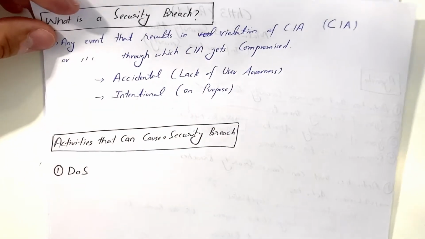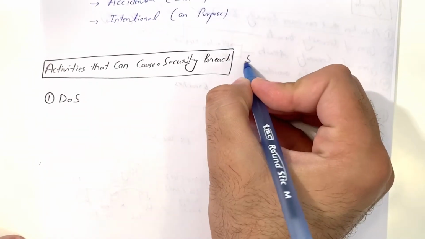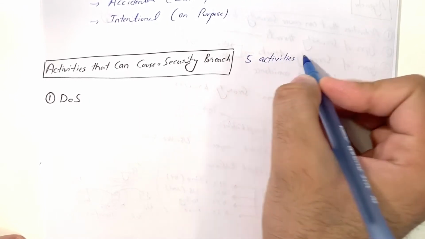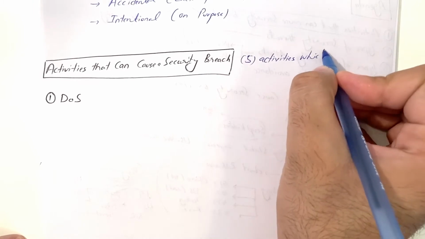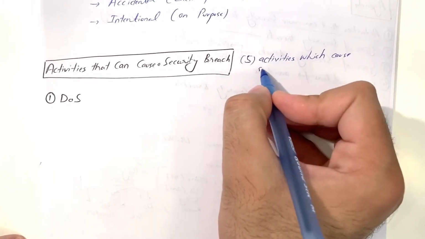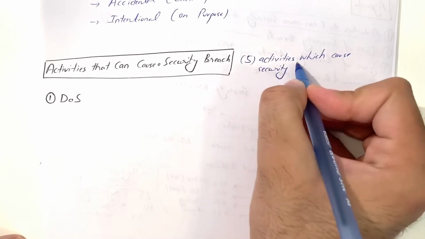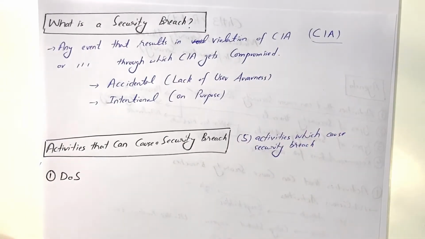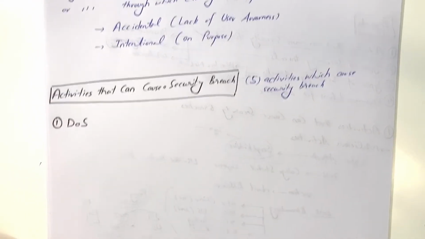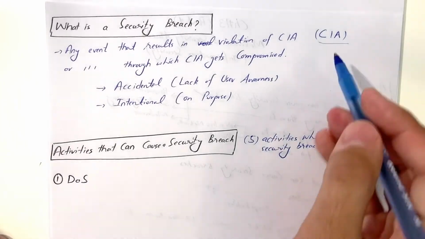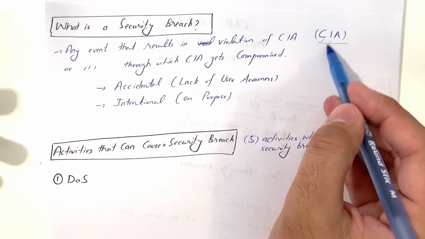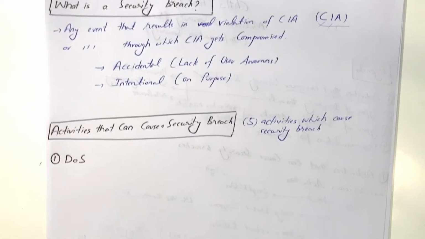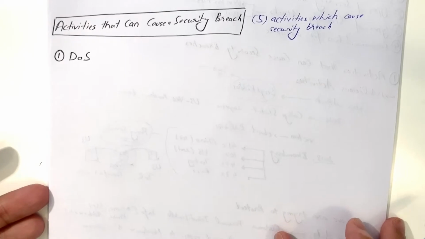Now let's talk about the security breaches. There are five activities which cause security breaches. If a security breach occurs, it means, of course, that any parameter of CIA is getting compromised. So please remember, a security breach is nothing but any of the parameters of confidentiality, integrity, or availability getting compromised. So the first attack is the DDoS attack.